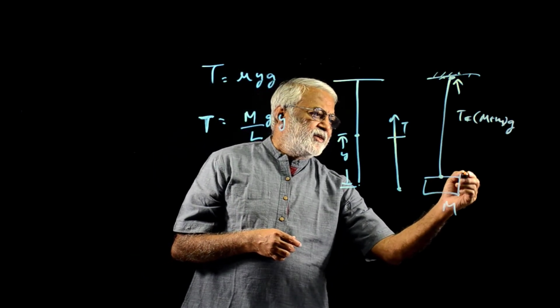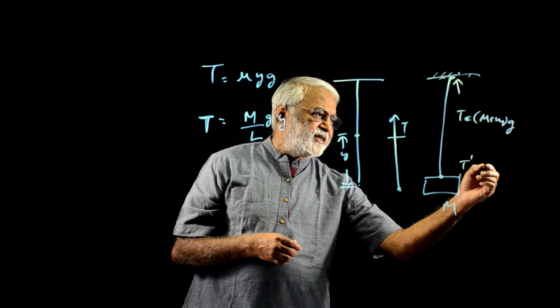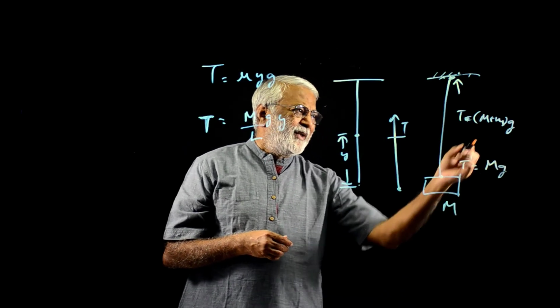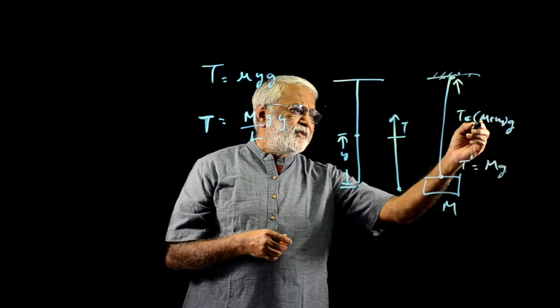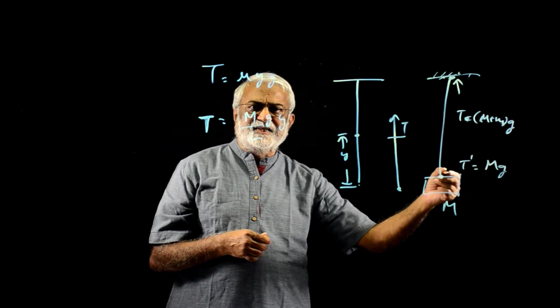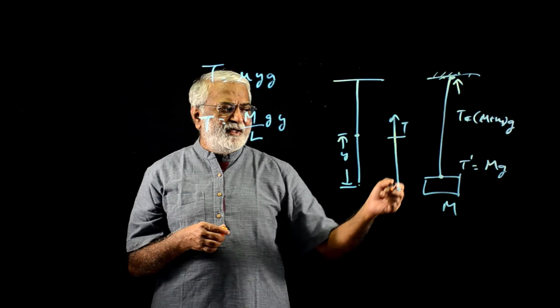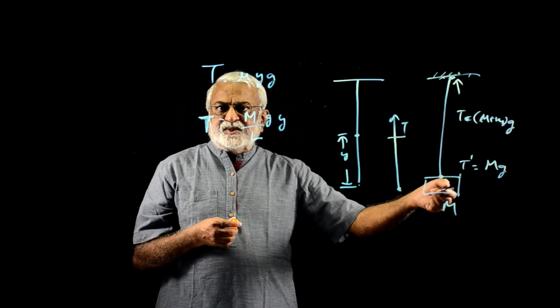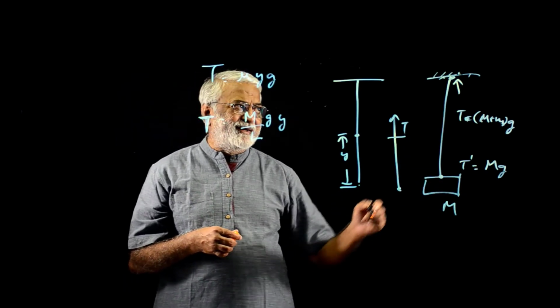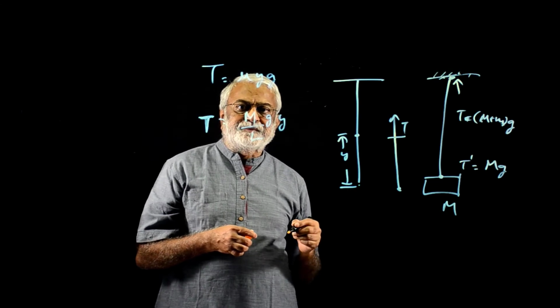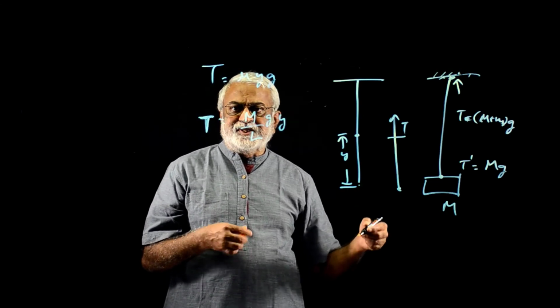Here, at the lower end, let's say T dash is mg. If small m is very, very small compared to M, you can ignore the difference between T and T dash. That's what we normally do. Same tension throughout, we say. That's because if a large mass is hung from the end of the rope, we can ignore the change in tension. So the same tension throughout.